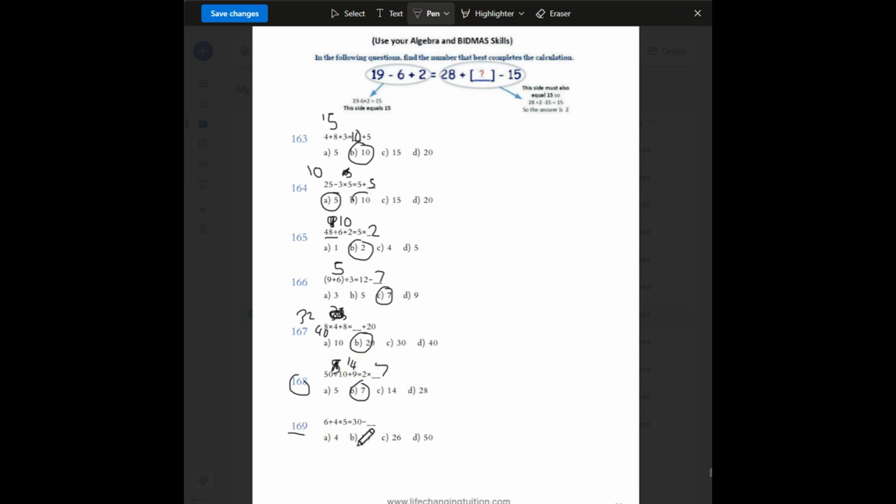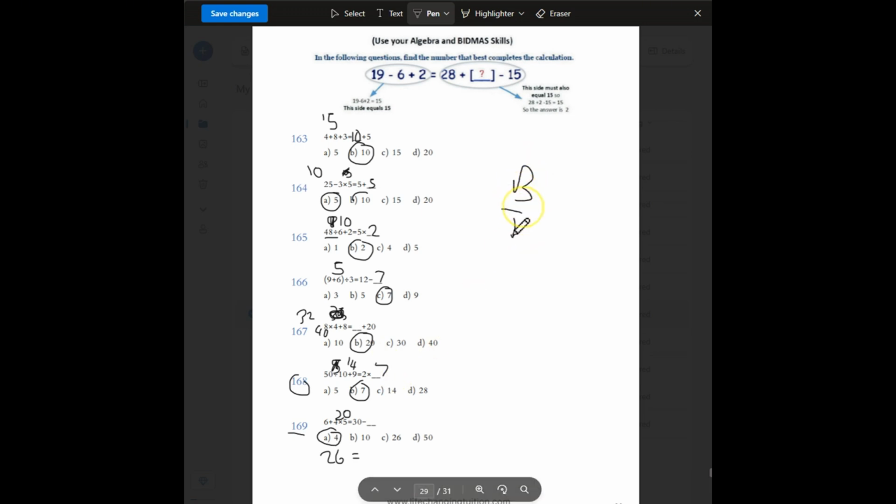169. 4 times 5 is 20. And then plus 6 is 26. And then what do I have to subtract from 30 to make 26? I have to subtract 4. Okay, hopefully all of that makes sense.